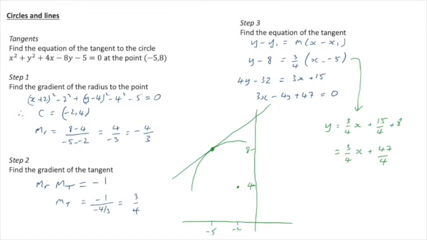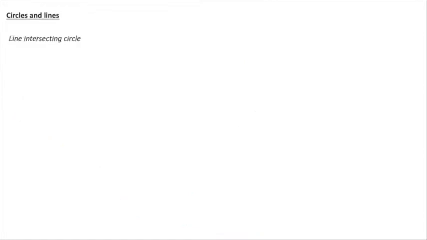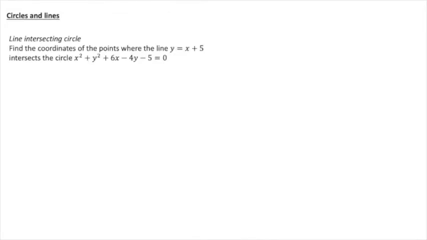Okay, moving on, we often will have a line intersecting a circle and we may want to find where they intersect. So our example is going to be: find the coordinates of the points where the line y equals x plus 5 intersects the circle x squared plus y squared plus 6x minus 4y minus 5 equals 0.